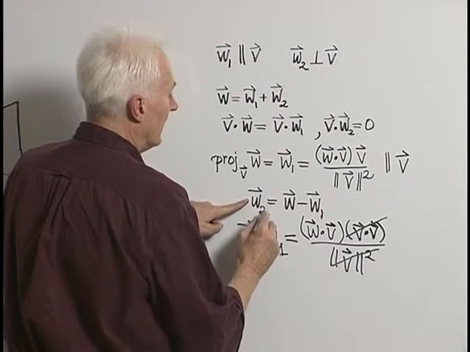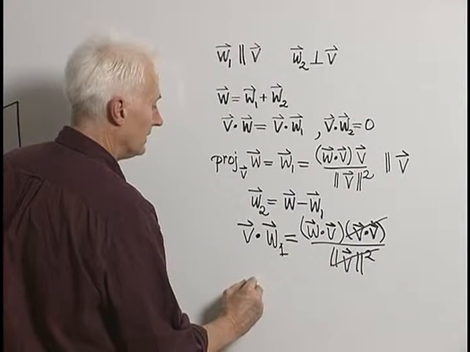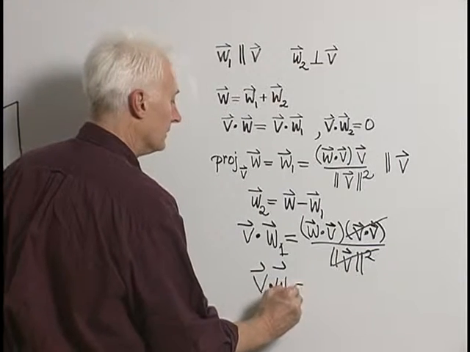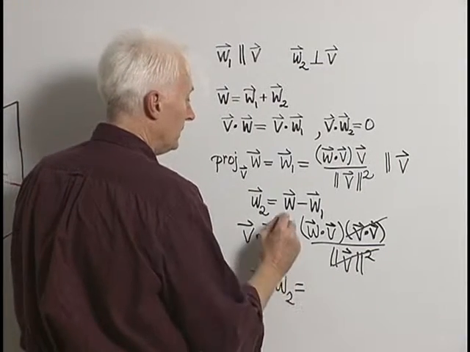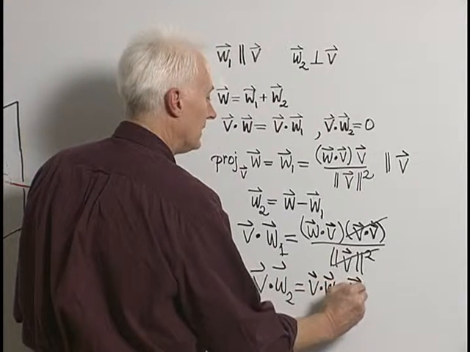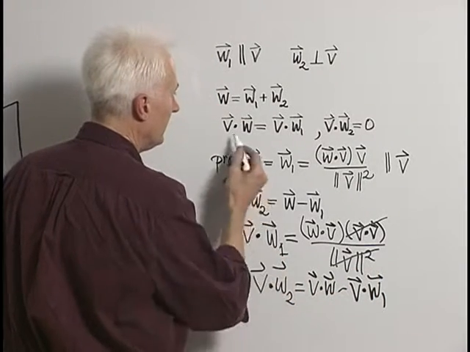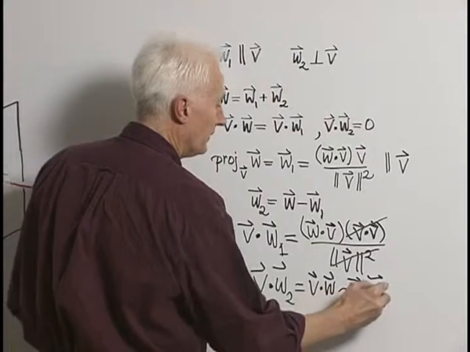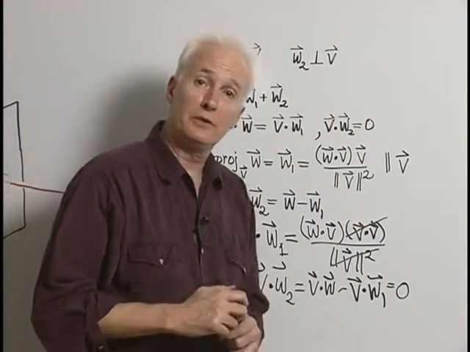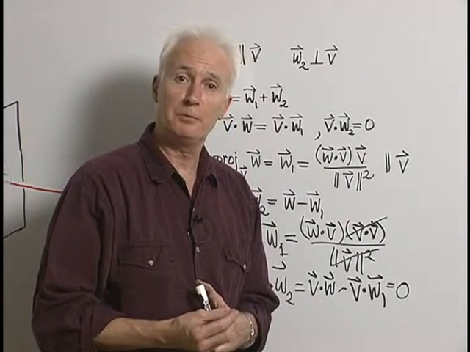Now what happens after setting w2 equal to w minus w1, let's dot v into w2 and see what we get. v dot w2 is v dot w minus v dot w1, but we just observed that these two are equal, so their difference is 0. And what do we know whenever we get 0 for a dot product? Right away we have to realize that means those vectors are perpendicular.